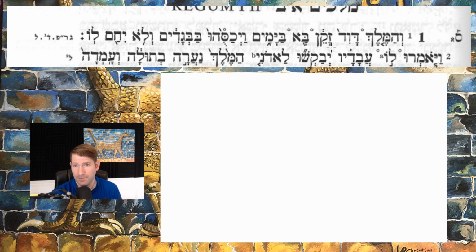V'hamelech David zaken ba bayamim ve'achasuhu ba begadim v'lo yicham lo. So now the king David was old, and this idiom here, ba bayamim, we'll talk about it in a second. Not that there's a lot for me to say. It occurs a couple of times, but it means like coming in the days, literally, or came in the days. But it's just an idiom. He's really old. So vechasuhu is, and they covered him with garments, begadim, but velo yichamlo, but he could not get warm.